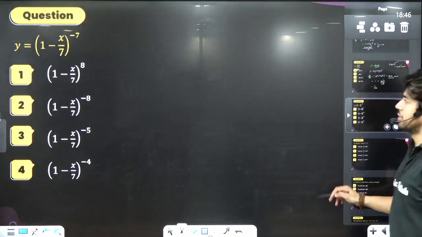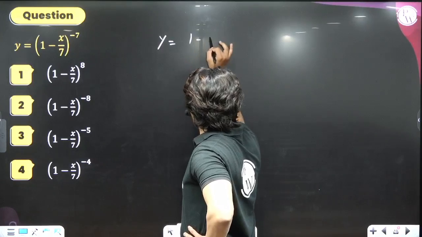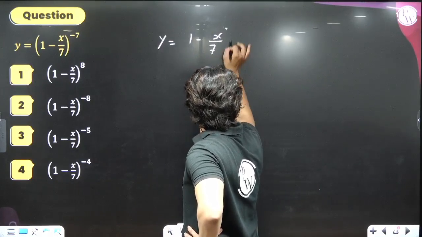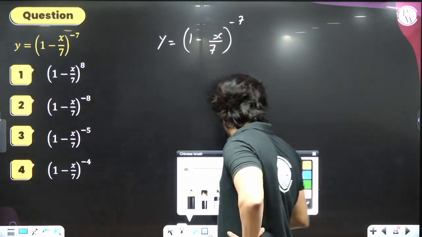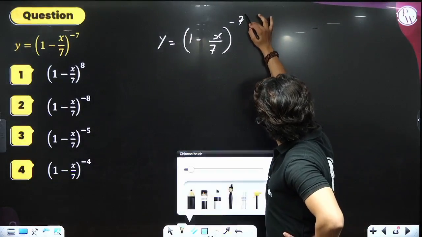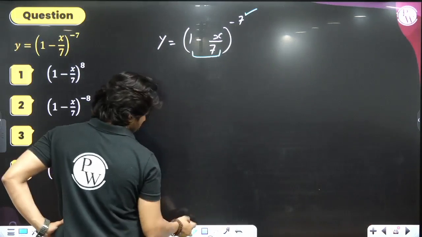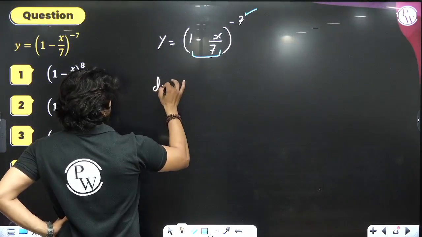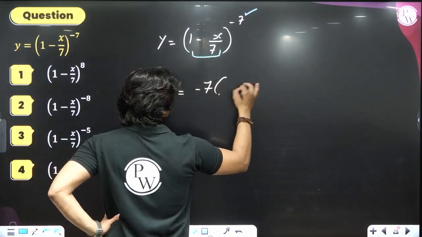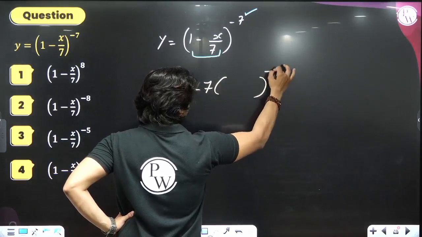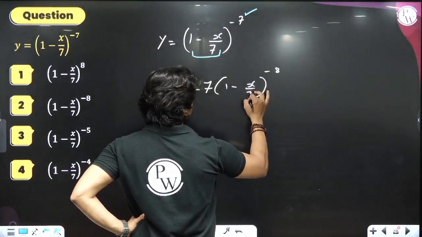The next question in front of you is this. Again, this is an application of the chain rule. It says y equals ((1 minus x) divided by 7) to the power minus 7. Okay. How do we differentiate this function? Differentiate the power, differentiate the inner function. So what's dy by dx going to be? Differentiate the power: minus 7 into bracket to the power minus 7 minus 1, that means minus 8. What is inside the bracket? This is (1 minus x) by 7.